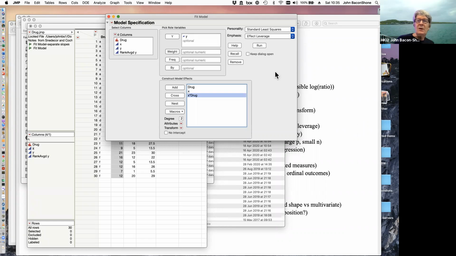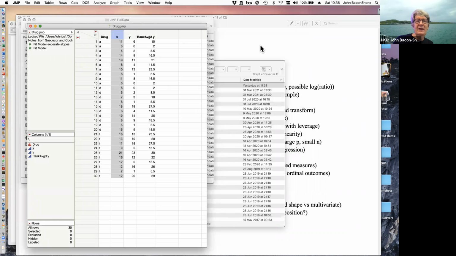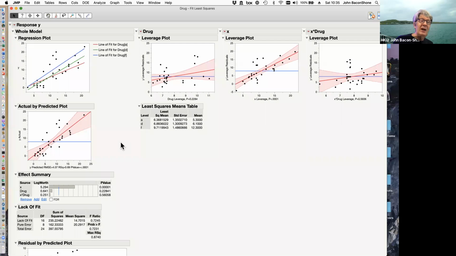Okay, so if I fit this model, you will see JMP gives me a nice graphical representation of my model. It's showing me the line of fit for the three treatments. So the X effect is assuming a common slope. The drug effect is essentially a common intercept. X times drug means the slopes are different.